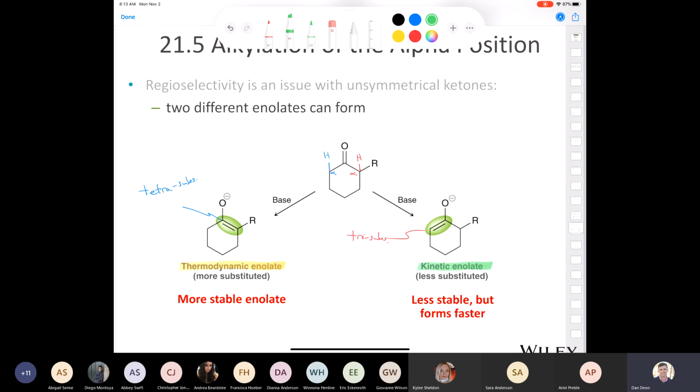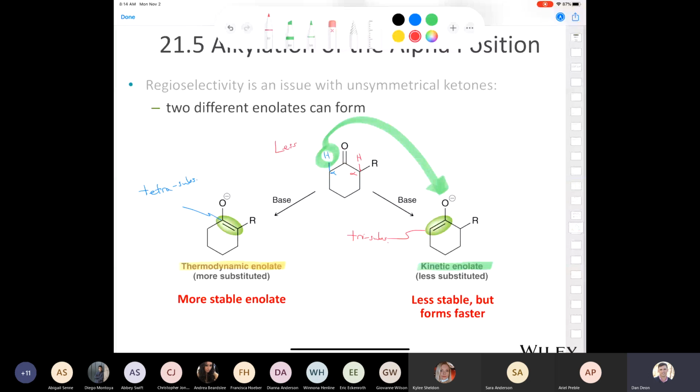Although the thermodynamic enolate is more stable, you might think, okay, that's the only one I'm ever going to form. The answer is no, because the kinetic enolate is in fact formed faster. Now, why would it be formed faster? The kinetic product would result from the deprotonation, or removal, of this proton here. That's going to give us this one here. The reason why is simply because it's less hindered.